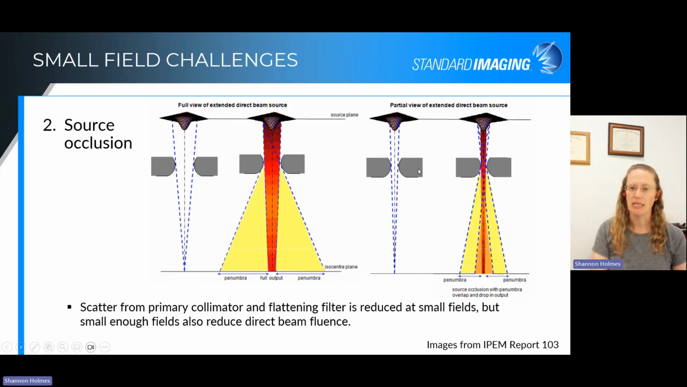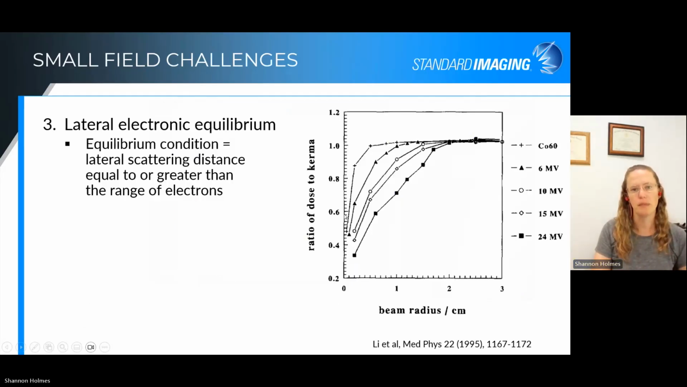Once these MLCs come in farther, you start blocking off some of the edges of this in terms of the direct line of sight from your measurement point, and your detector may be affected by this source occlusion. The scatter from your primary collimator and from your flattening filter is reduced for these small fields as well, but the key point with source occlusion is that small enough fields also reduce the direct beam fluence.